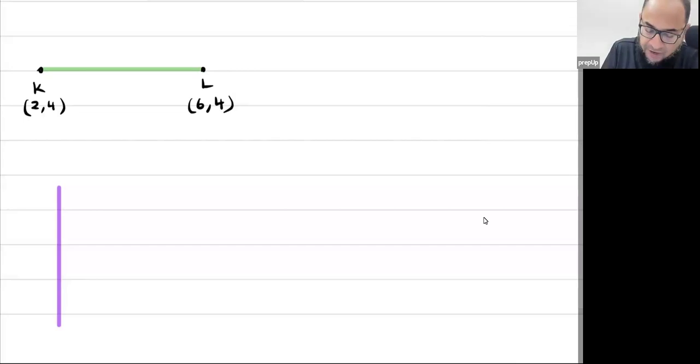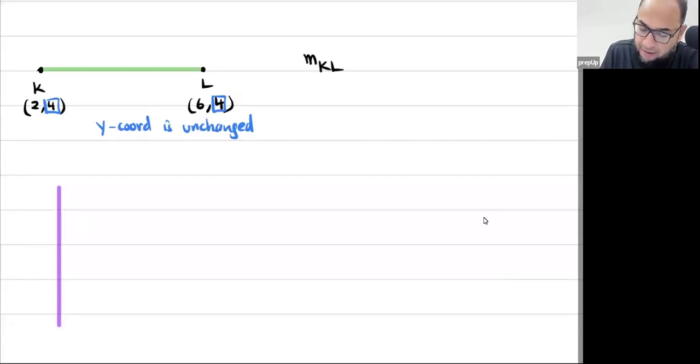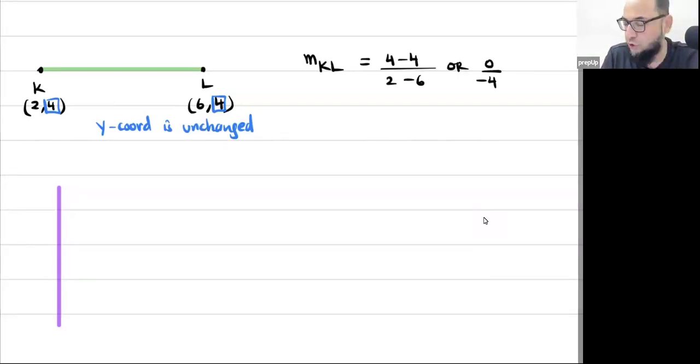Now look at the Y coordinate. The Y coordinate is unchanged. So now when I calculate the gradient of KL, that is 4 minus 4 over 2 minus 6. That is 0 over -4. It could be any order, 2 minus 6 or 6 minus 2 doesn't make a difference. This comes out to be 0. I'm right now using a calculator. 0 divided by -4 comes out to be 0.